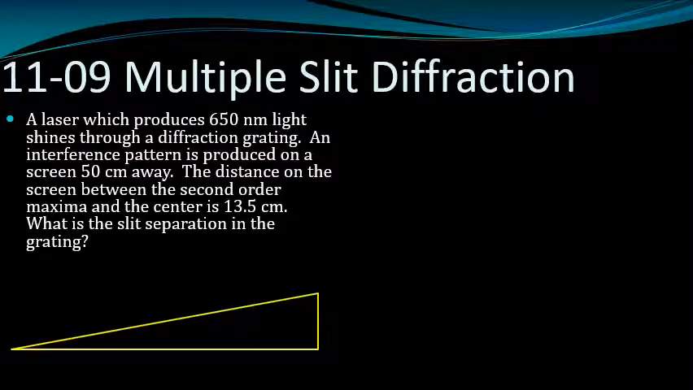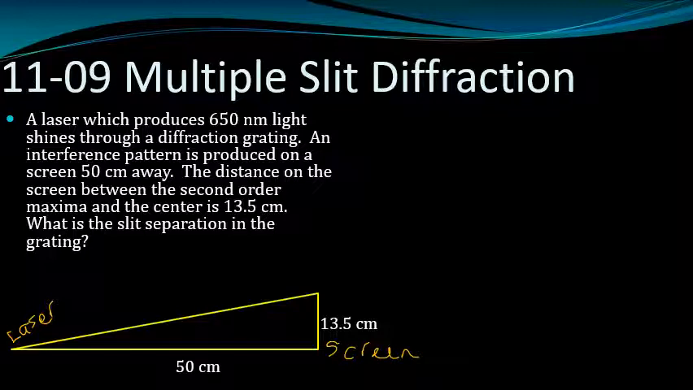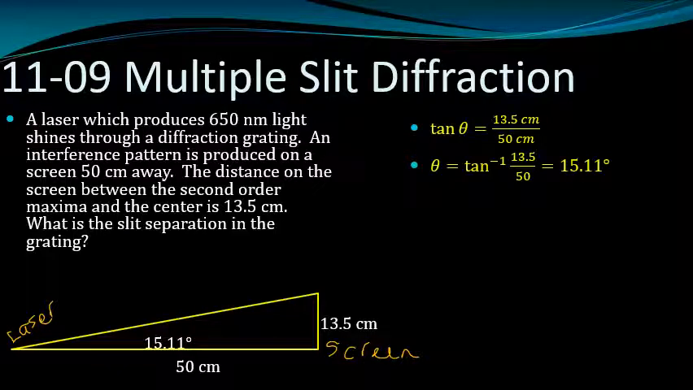All right, so let's draw a picture. My laser is down at the pointy end. That's the screen. So this is my laser. Let's try that again. Laser, and this is the screen. It's 50 centimeters away. All right, we could use tangent and we could find our angle using our tangent, and we get our angle to be about 15.11 degrees. So that is our angle here, theta.